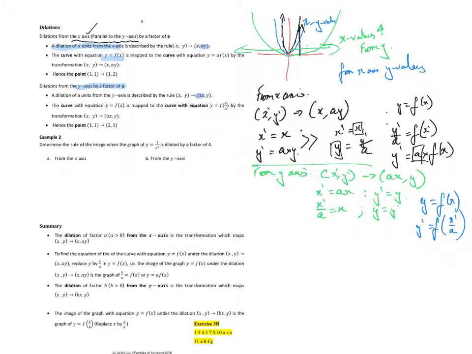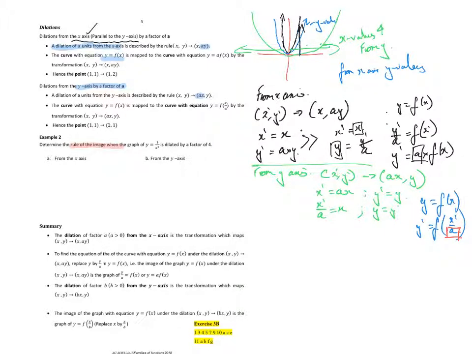So this is the really tricky one. Look where that a is there. So f of x on a is a dilation by a factor of a from the y-axis. That's a really tricky one to try and consider. So let's have a look at this example here. Determine the rule for the image.